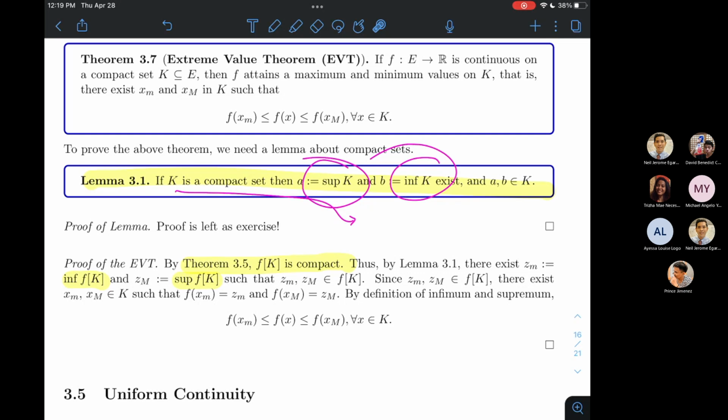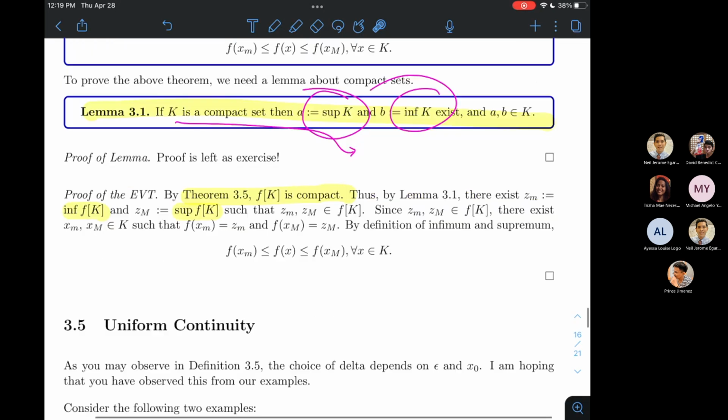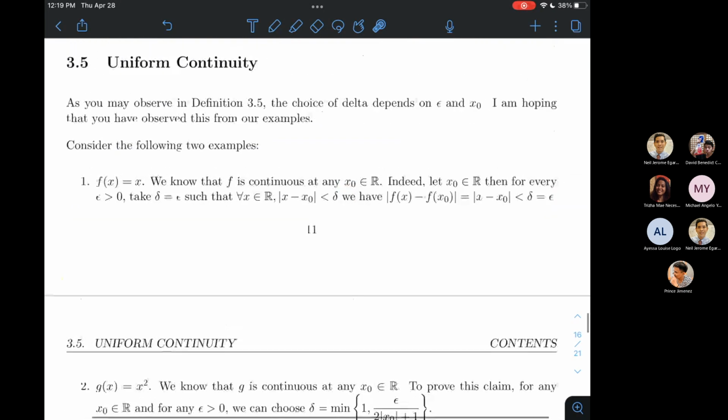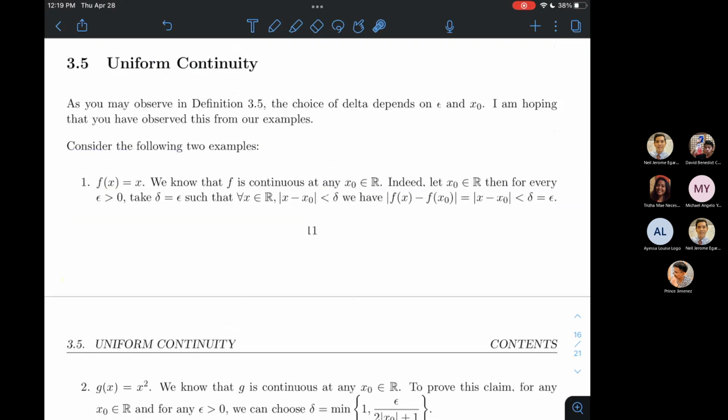Any questions before we leave the section? Okay, so kung walang tanong, proceed tayo sa Section 3.5. Ayan, patapos na yung Unit 3, so talagang papunta na tayo sa exciting part. And that is the problem set, which we can talk about later. Okay, so tingnan natin. Uniform continuity.